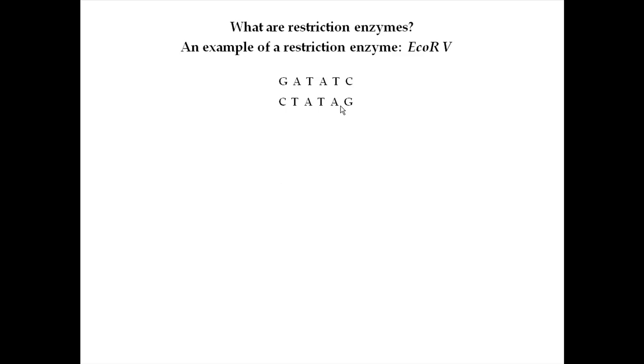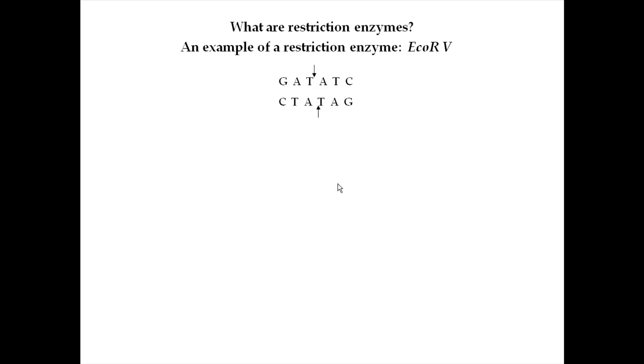GATATC, and then here's its complement down below. And so if EcoR5 happens to run across this specific sequence, then and only then will it cut within that sequence somewhere. The way that EcoR5 cuts is that it makes a cut between the T and the A, and then the T and the A down here.